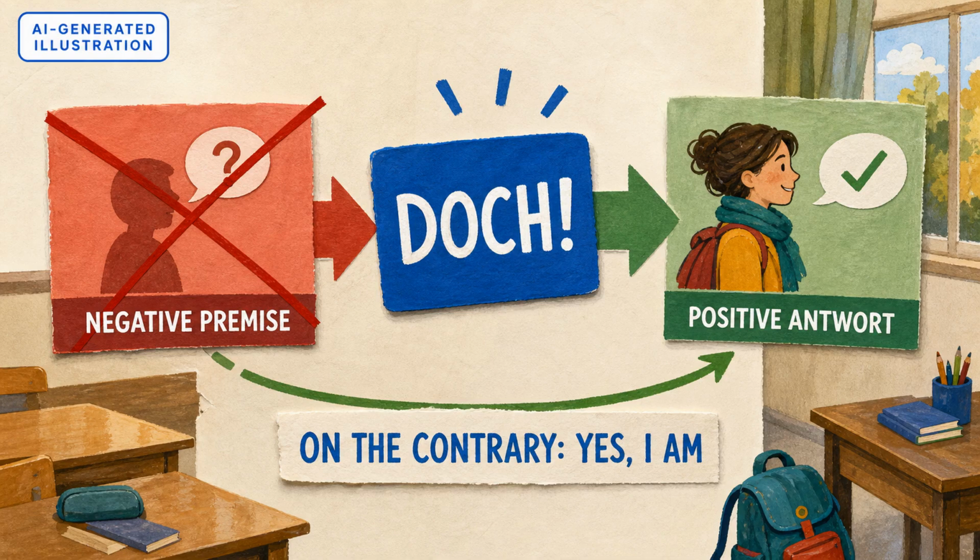In the clean learner pattern, the positive answer is DOCH. It means, on the contrary, yes, I am. The word does not merely repeat yes, it pushes back against the negative premise inside the question.